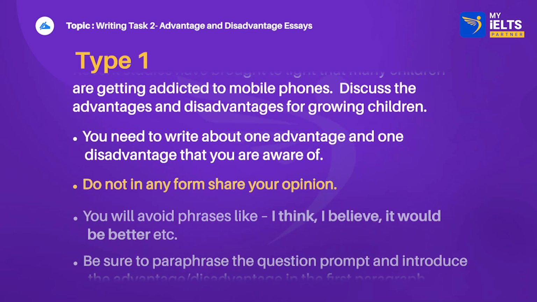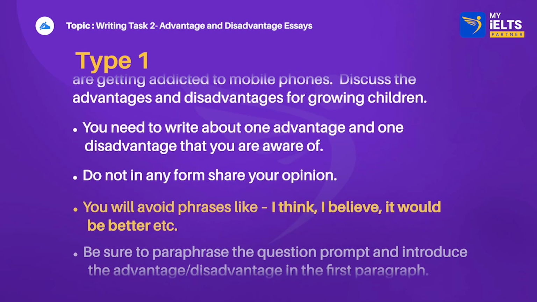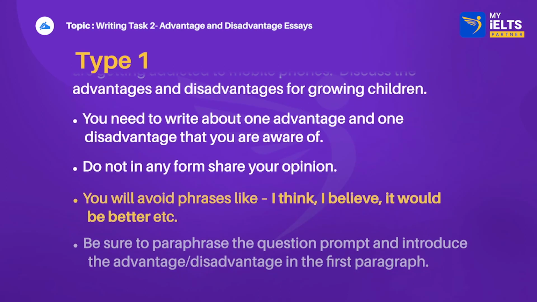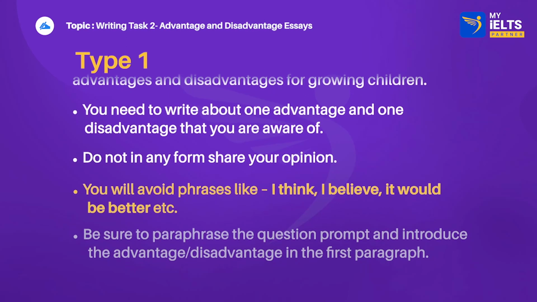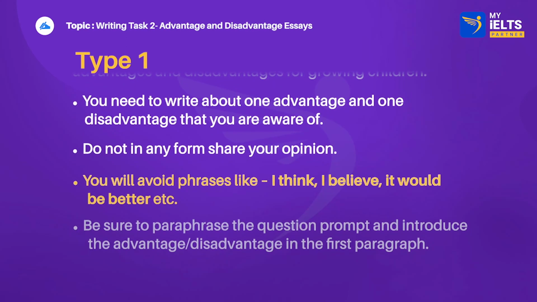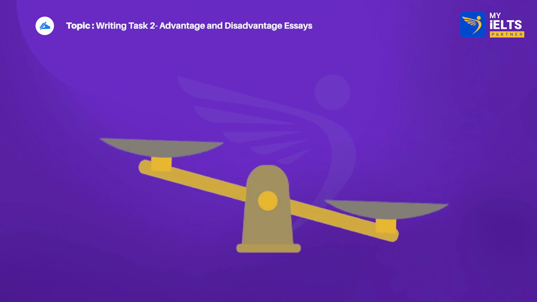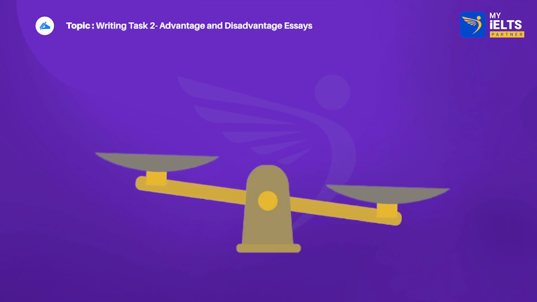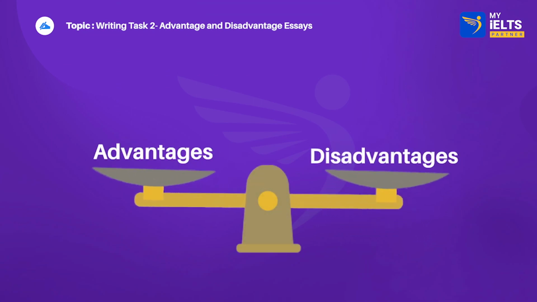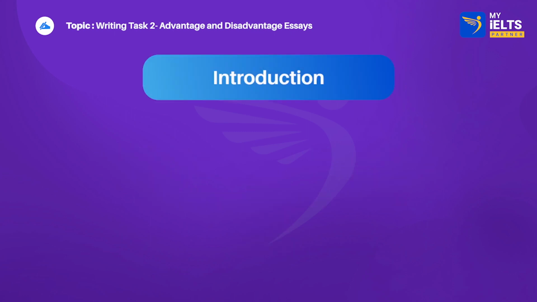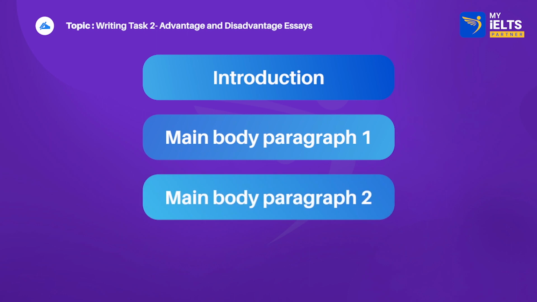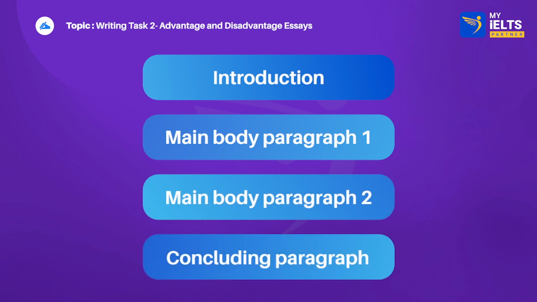So therefore, it's good to avoid phrases like I think, I believe, it would be better, etc. for these lean towards opinion. The trick is to give equal weightage to both advantages and disadvantages. Remember, just 4 paragraphs. Introduction, 2 main body paragraphs, and the concluding paragraph.